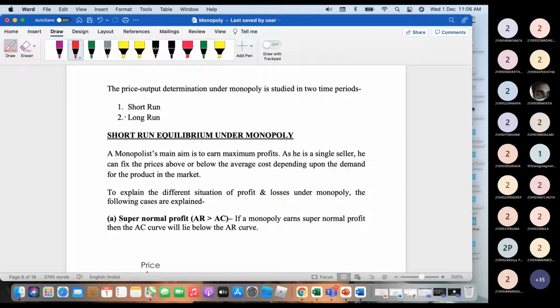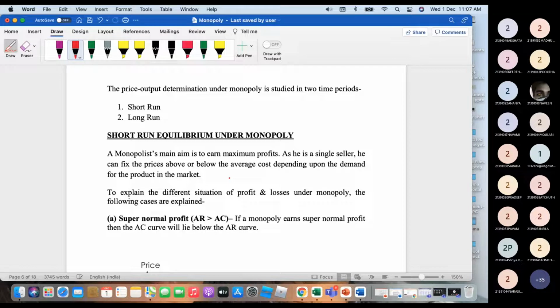In the long run, what happens is all the factors of production are variable in nature. If the firm is expanding its level of output, then the firm can do so by changing all the factors of production. So first we are going to start here with short run equilibrium under monopoly. So we are talking about in the short run, the firm is producing.